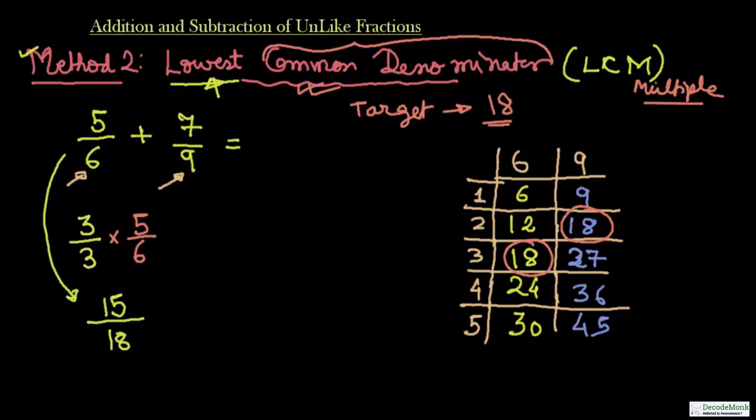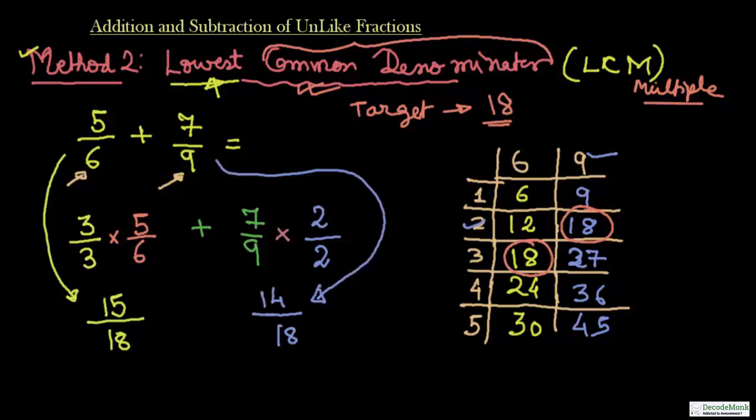Similarly, what can we do with the next fraction, 7 upon 9? Our target is to have 18 as the bottom number, and for that, please refer to the table. 9 twos are 18. So we have to multiply the bottom number by 2, and therefore we have to multiply the top number also by 2. 7 twos are 14 and 9 twos are 18. 14 upon 18 is the equivalent fraction of 7 by 9. As we have got the equivalent fractions of both the given fractions and we have common denominators, we can easily add these two numbers. So this is equal to 15 plus 14 is 29, and the bottom number is 18. So this is the answer to the question.